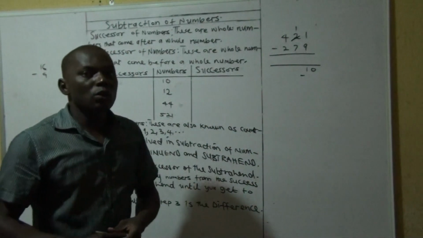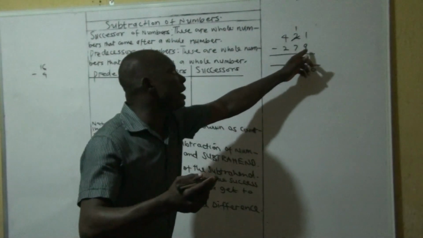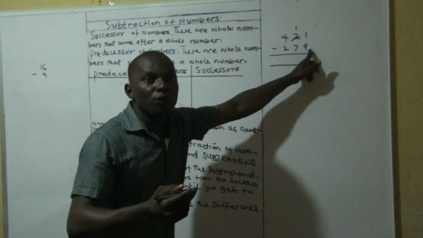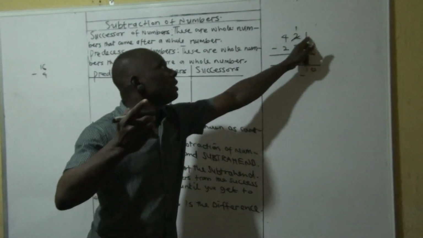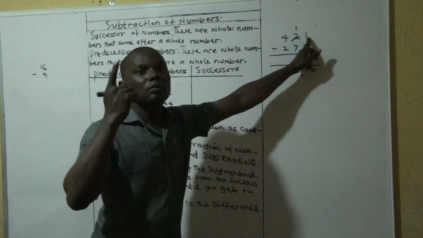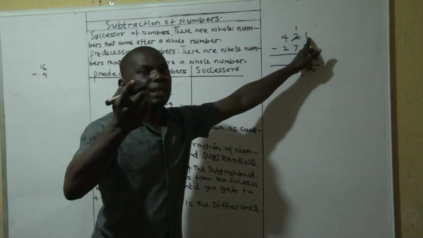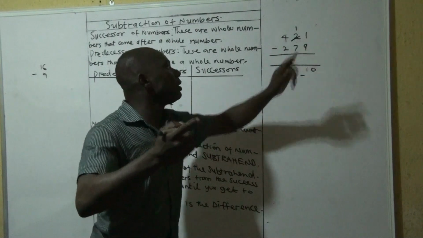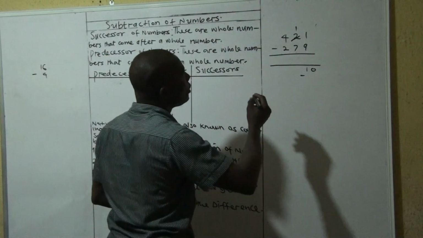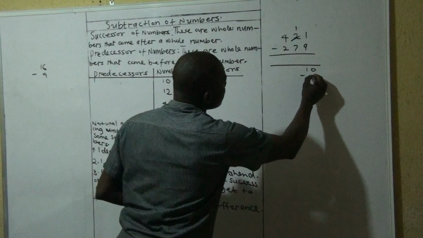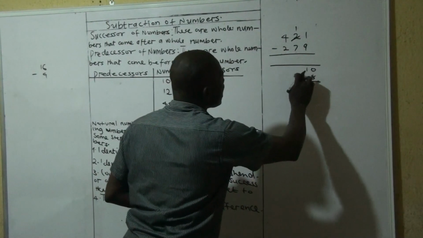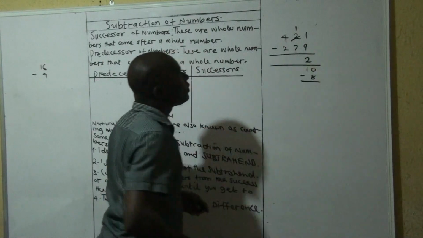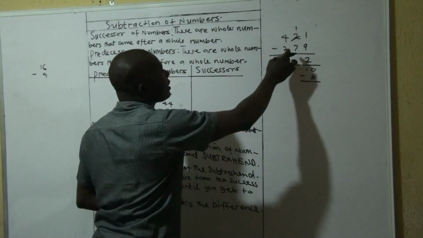In this case, you cannot do your normal operation. You can now say the unit of your subtrahend, 9, minus the unit of your minuend, 1. So 9 take away 1, we know it's 8. So you put 8 here and subtract. 10 take away 8, your answer will be 2. Here 1 take away 7 is not possible.